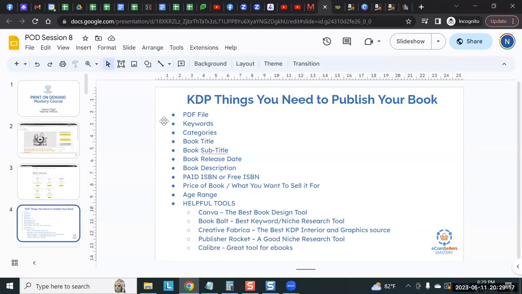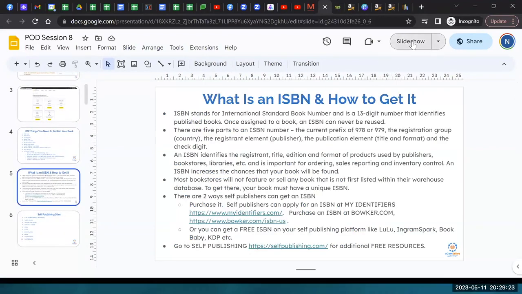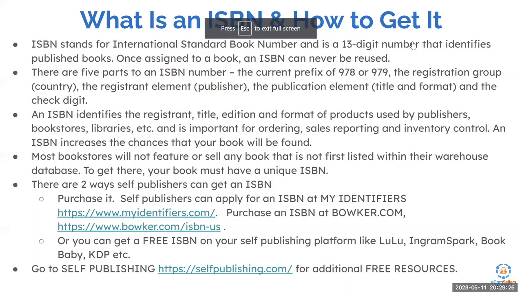All right, so the next thing that we want to take a look at, let's talk about the ISBN. So I talked about the fact that you're either going to do a paid ISBN or you're going to do a free ISBN. The ISBN is the International Standard Book Number. It's 13 numbers long, and there are 5 parts to it, which you can go through and read yourself. It identifies the registrant, the title, the edition. So if you plan on publishing a book and making additional editions to it, this is one of those things. Different versions of it, the format of the product. And it is used by publishers, bookstores, and libraries.